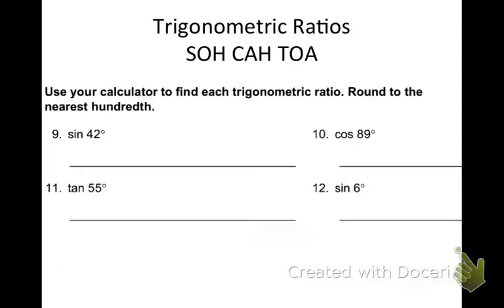Yeah, so number 9 is 0.67. Number 10, cosine of 89 degrees comes out to be what, Amy? 0.02. Yep, 0.02. Nice job. And number 11, the tangent of 55. Tigger, what's the tangent of 55?